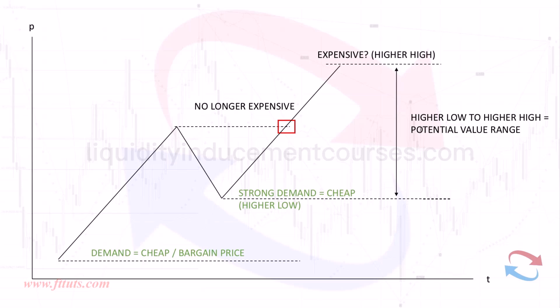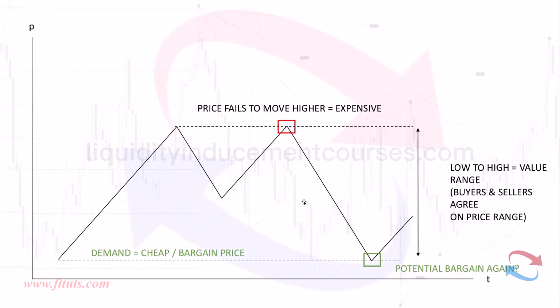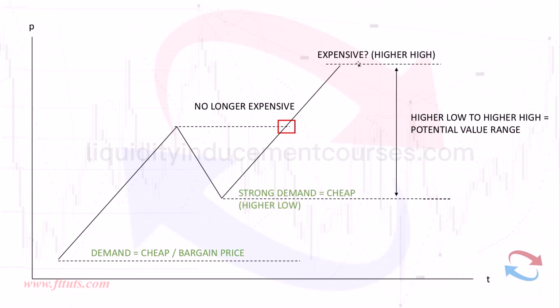Now, we also have potentially a new value range, right? Whereas in this slide, this would have been the value range had price been contained between the low and the high, right? Because buyers and sellers are really in agreement between what is cheap and what is expensive. Now, every higher low and higher high that is made, we potentially now enter a new value range, right? So the new value range will be between this higher low and this higher high, if prices do stay within this range, right?